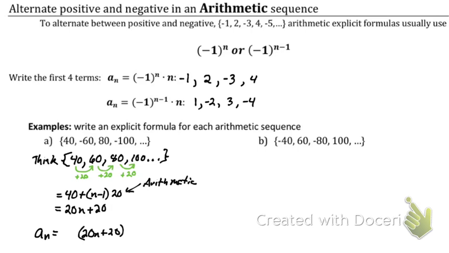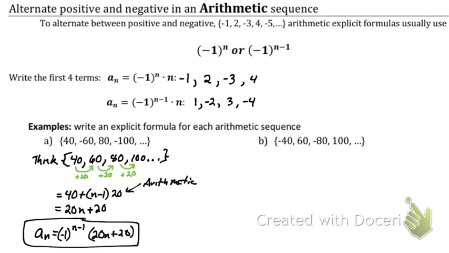Now what I need to do is attach one of these to the front of it. So I need to have a negative 1. I should have given myself even more space. I'm going to give myself more space. So I need to either have negative 1 to the nth, or I need negative 1 to the n minus 1. Well, I'm going to look here, and I'm going to say the first term needs to be positive. In order for the first term to be positive, I need to use n minus 1. So we're going to make this n minus 1, and that's going to be my equation.